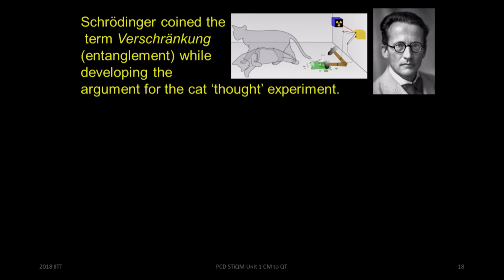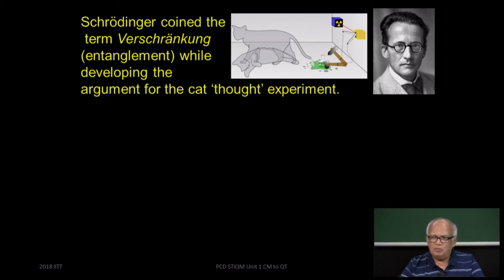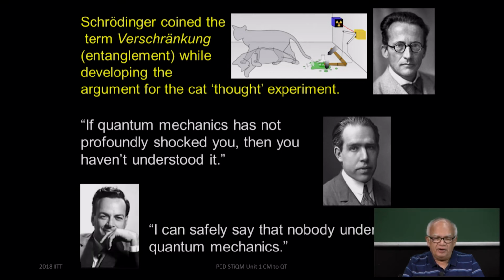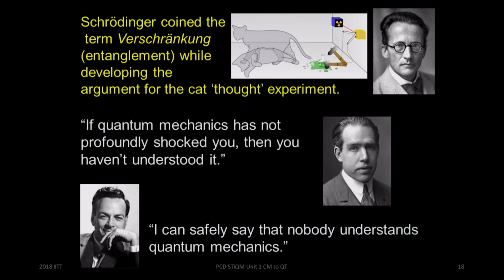of quantum mechanics, and it comes because of a fundamental idea in quantum mechanics, which was introduced by Schrodinger himself. He talked about entanglement, which generates the possibility of having a cat which is both dead and alive. This has baffled some of the most brilliant minds in physics. Bohr said that if quantum mechanics has not profoundly shocked you, then you have not understood it. And Feynman says that nobody understands quantum mechanics. It's somewhat consoling, but also challenging.